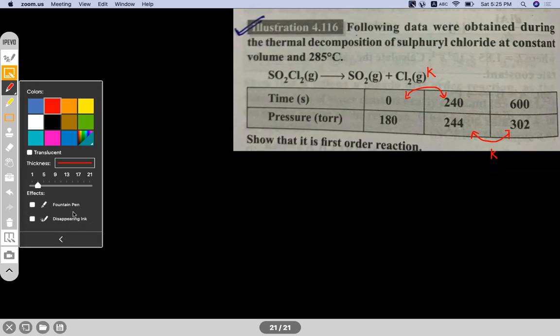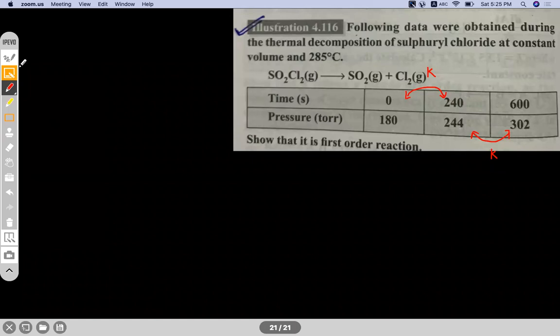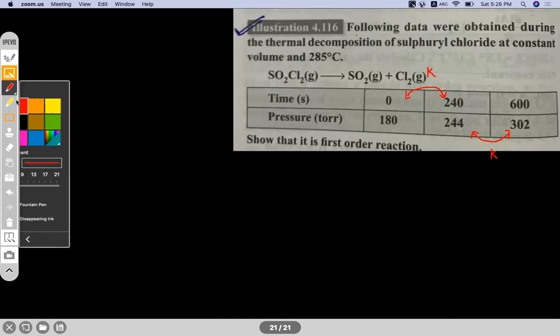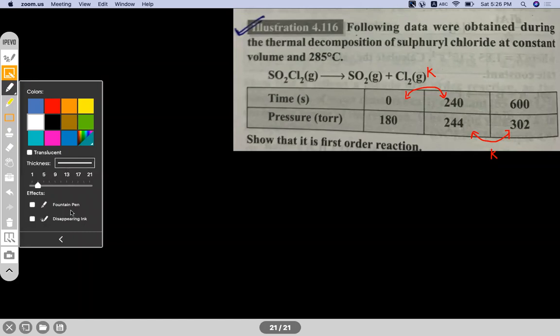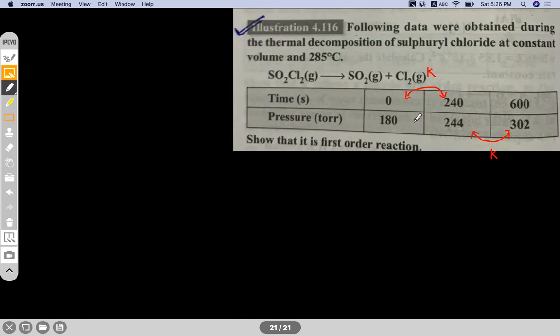See, I'll do this. Check. See, we have this reaction. How do we do this? You try to understand. This pressure is the total pressure given. Keep that in mind. What mistake you can make, I'll tell you. SO2Cl2 gives SO2 gas plus Cl2 gas.